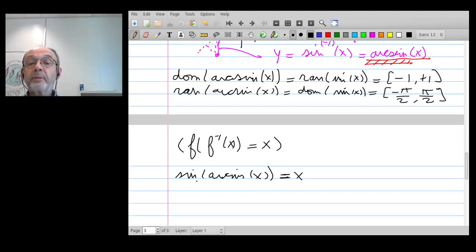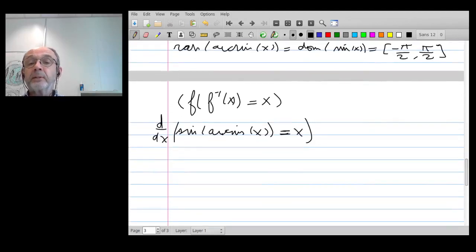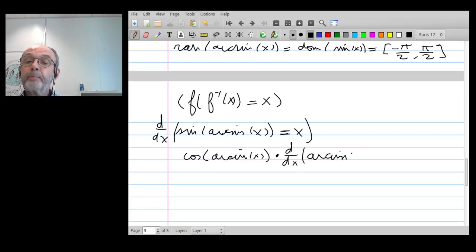Now, the arcsine is the inverse of the sine function, so you have this. Now you can take the derivative on both sides, and let's see if we can get the derivative of the arcsine. We have to use the chain rule. So what do we get? We get the derivative of the sine, which is the cosine function. So you get the cosine of the arcsine function times the derivative of the arcsine function, using the chain rule. That has to be equal to 1.